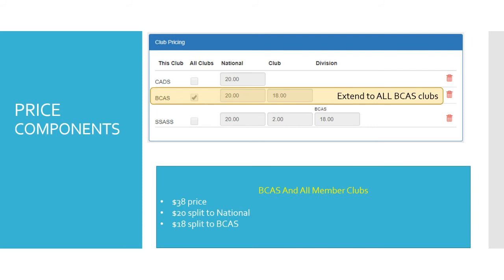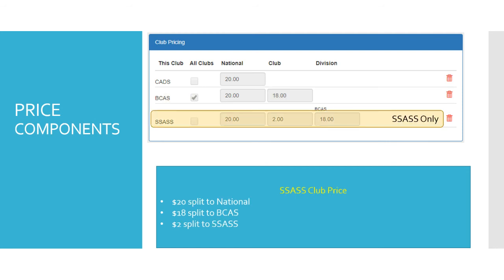The next line down is BCAS selling the same thing, but they've now put their own spin on the pricing, and they have it at $38 for any club below BCAS. So this would be VAS, SAS, all the ASS clubs, and they all get the same price. It would be visible to them, and all the properties that are associated with this price, of course, stick with the price. So the third line here is a SAS specific price.